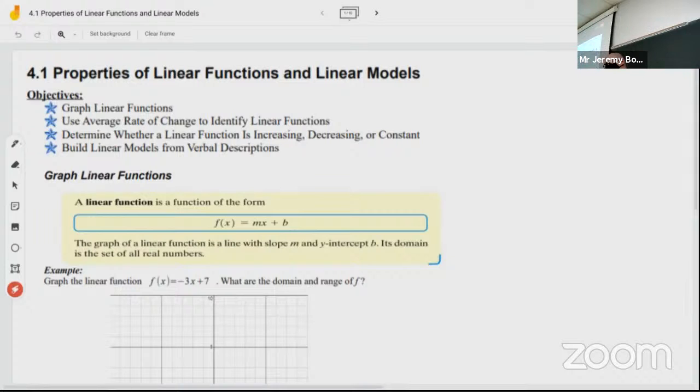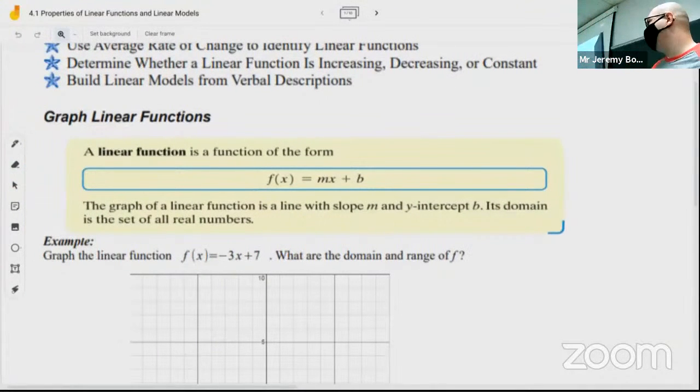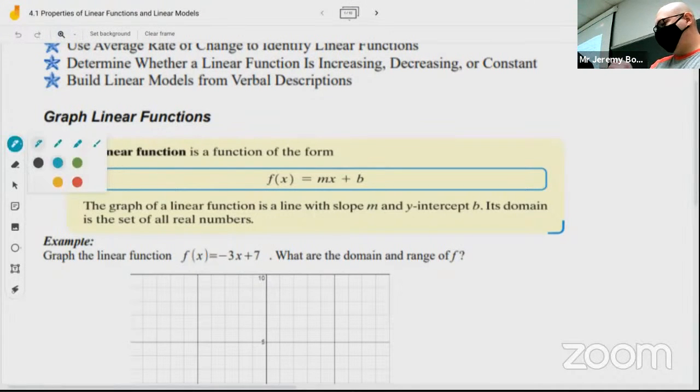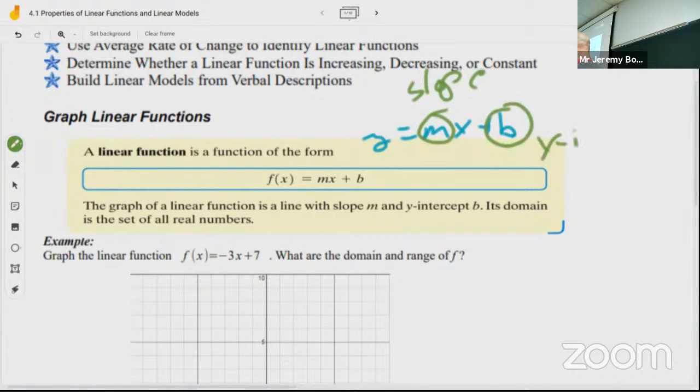All right, so first things first. A linear function is a function of the form f of x equals mx plus b. So it's in that form. Anybody remember what we called that form? The one we were looking at was y equals mx plus b. Remember what that's called? Slope-intercept form. Remember, m is our slope, and b is our y-intercept.